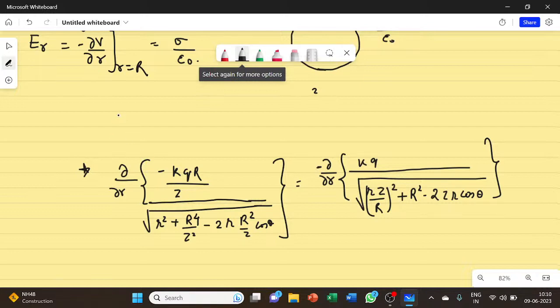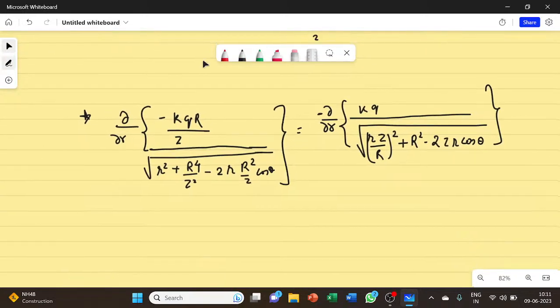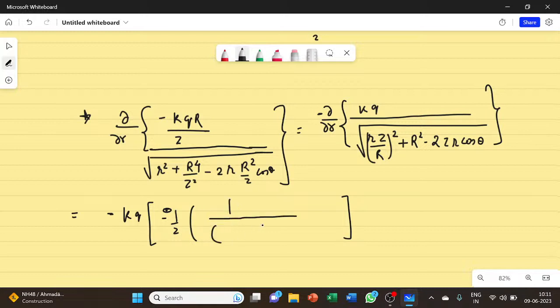So this would be equal to minus of kq, and if I differentiate it, I will simply get minus of 1 upon 2, 1 upon this entire thing raised to power 3 by 2, and then I have to differentiate this entire thing all over again with respect to R.